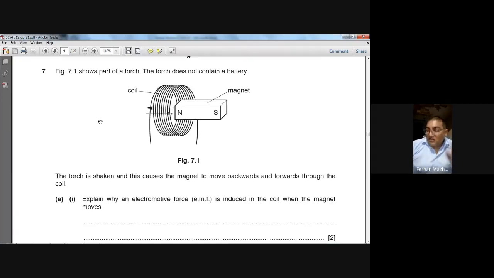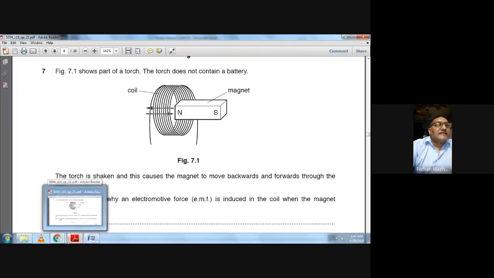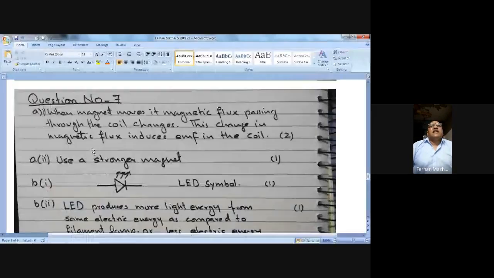So very simple. You see, we have a torch, and you shake the torch and the magnet will move in the coil, and that will induce EMF. He says why? When the magnet moves, its magnetic flux passing through the coil will change. Due to that changing magnetic flux passing through the coil, EMF is induced in the coil. So the answer is simple. I have written this answer. When the magnet moves, its magnetic flux passing through the coil changes. This change in the magnetic flux induces EMF in the coil.